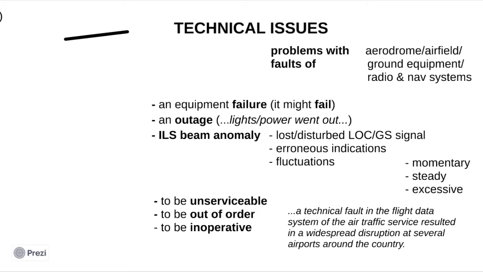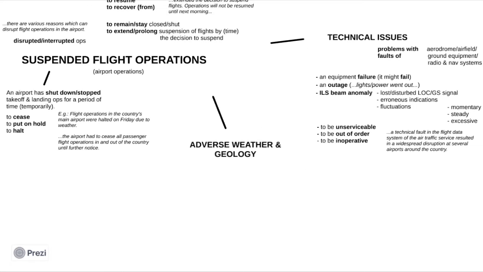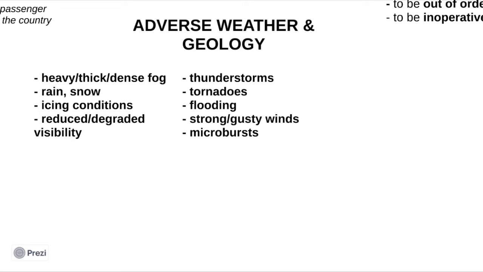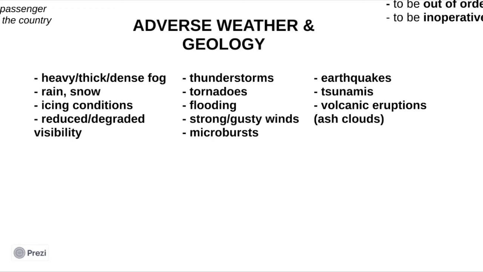The next big thing is obviously adverse or poor weather and geology or natural disasters. I'm sure you are familiar with this vocab. Let's just go through it real quick. So, heavy, thick, or dense fog, rain, snow, icing conditions, reduced or degraded visibility, then weather phenomena like thunderstorms, tornadoes, flooding, strong or gusty winds, and microbursts, and earthquakes, tsunamis, and volcanic eruptions or volcanic ash clouds for geology-related issues.